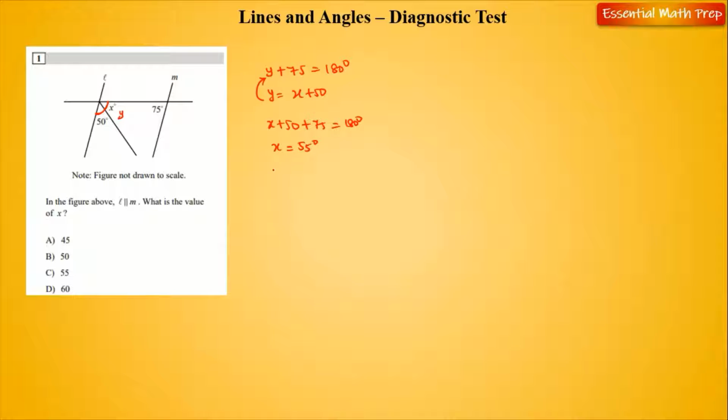If X is 55, Y is... oh, we don't need Y, we only want X, sorry. Y is something I created. So X is 55.